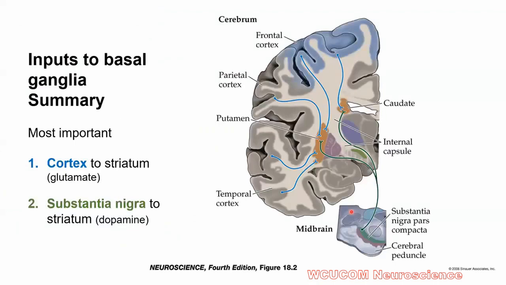So with that, to summarize, the most important inputs to basal ganglia will go to striatum, and they come from cortex to caudate, cortex to putamen, the cortical ones, and also from substantia nigra. The one from substantia nigra contains dopamine from the pars compacta of substantia nigra going to striatum. So this is on the input side of things.